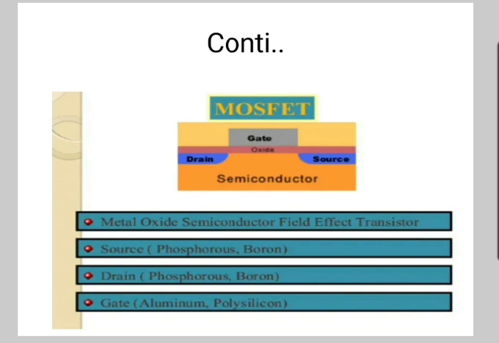So MOSFET, here the diagram for this is given. Metal oxide semiconductor field effect transistor. Here source, gate and drain are shown, and the materials used for these three terminals are also given.